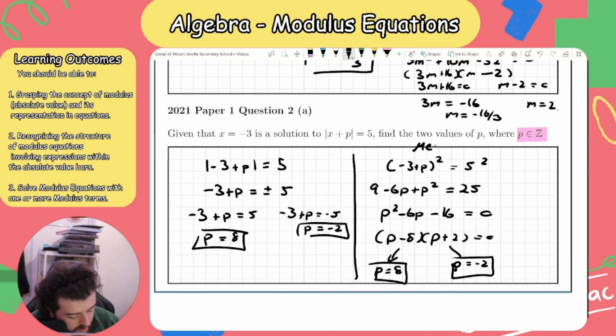So that was method 1, method 2. Doesn't matter which one you use, as long as you do it correctly.